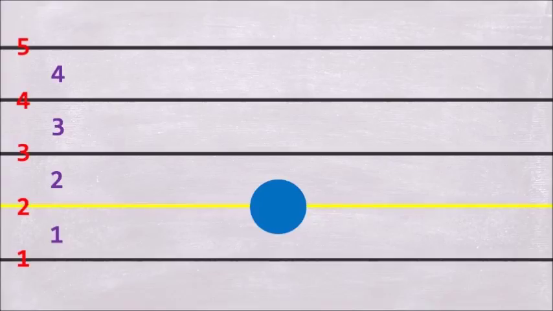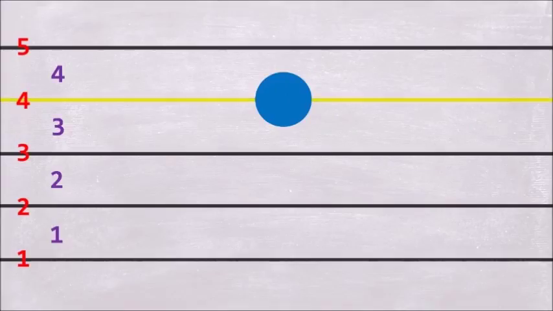On this staff, we number our lines, bottom to top. 1, 2, 3, 4, and 5. We also number the spaces. 1, 2, 3, and 4. So here is a note. Where is this note? Well, it's on a line, specifically line number 2.